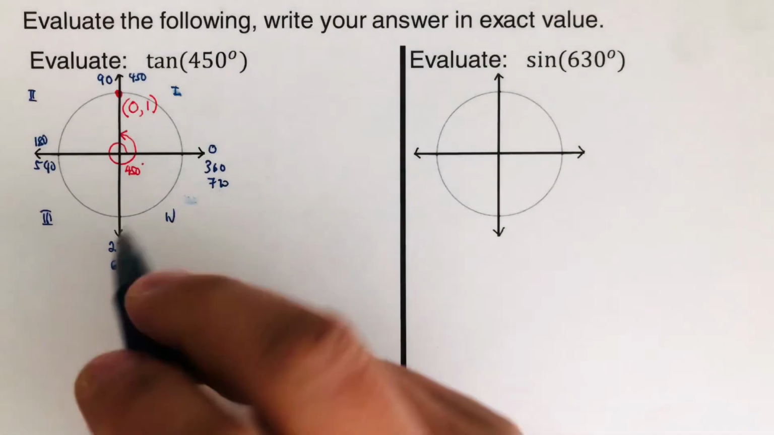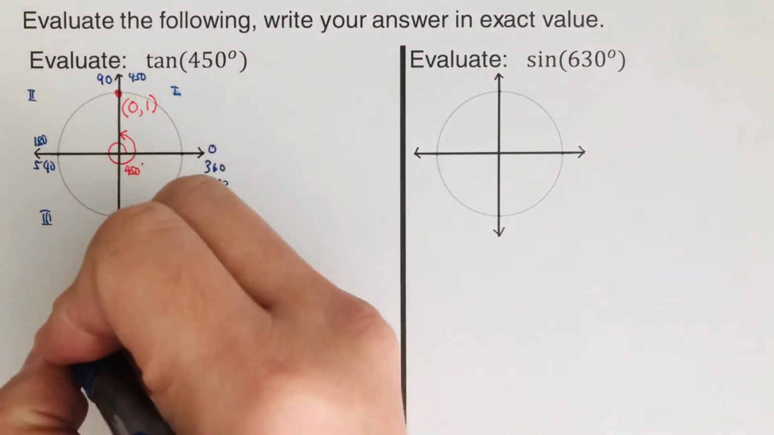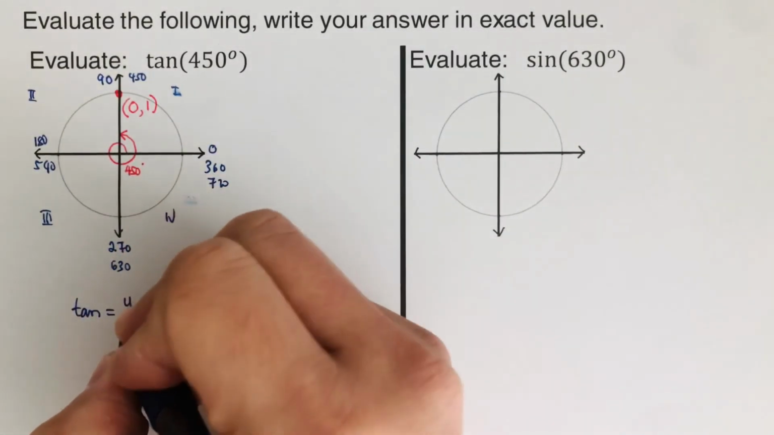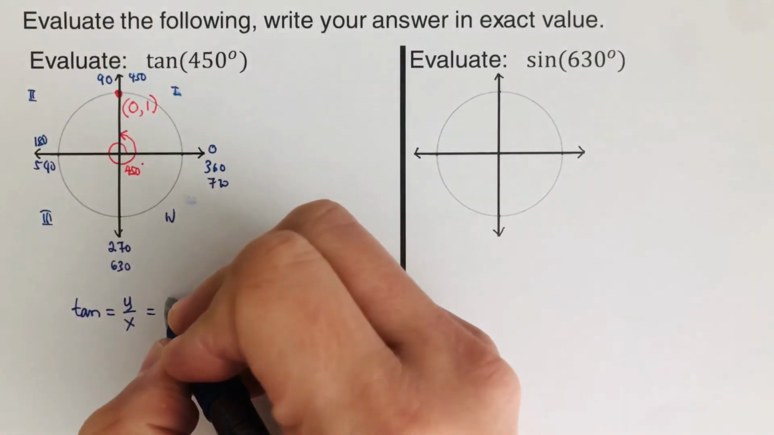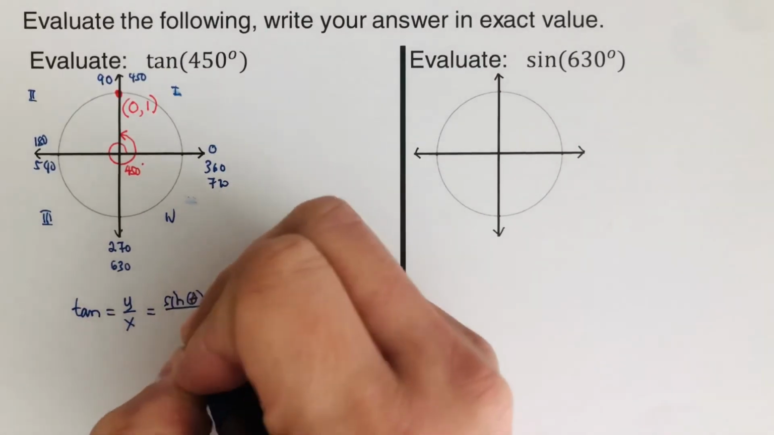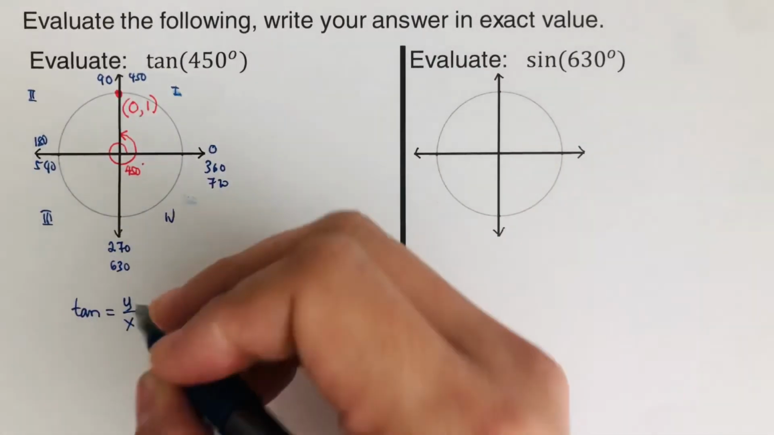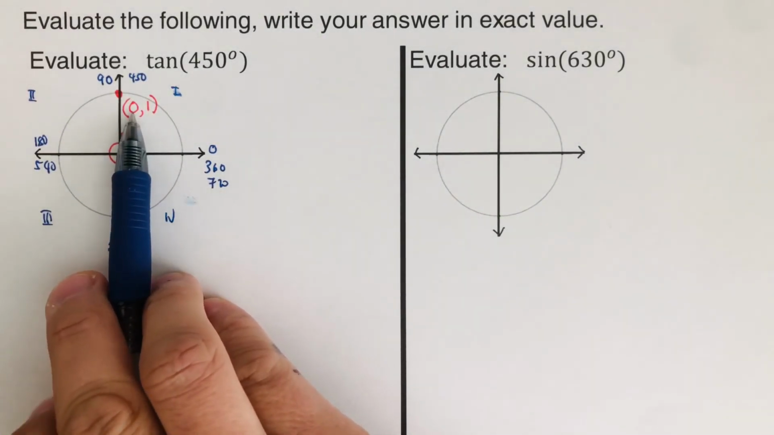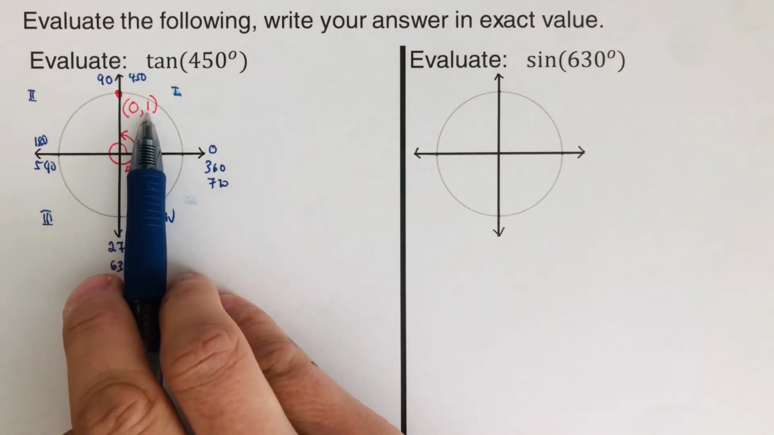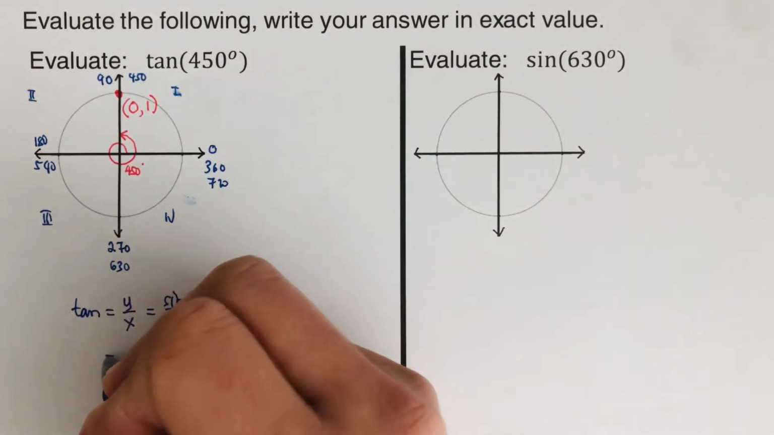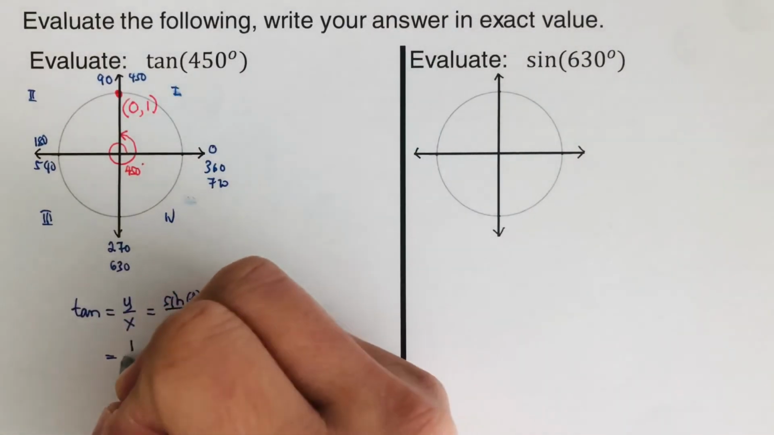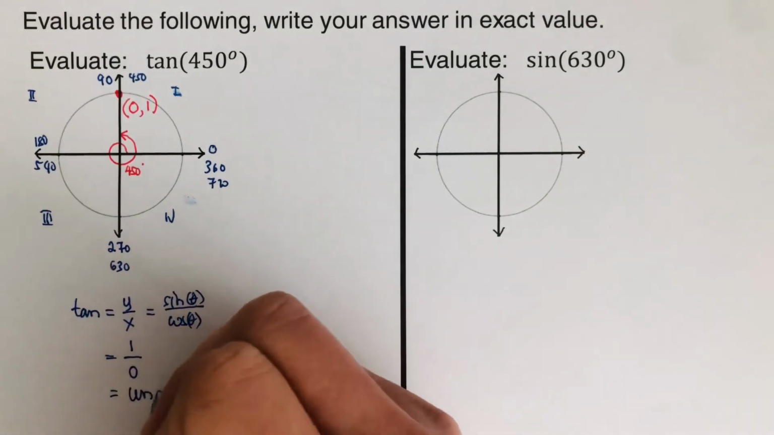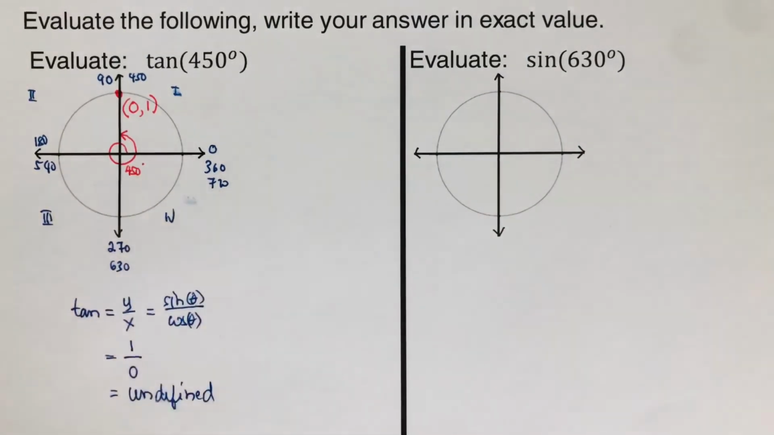So we go ahead and determine tangent 450. So we remember that tangent is equal to y over x, or that is equal to sine of theta over cosine of theta. So pretty much we remember that this x value represents the cosine, and this y value represents the sine of this angle. So we go ahead and plug this in. Our y is 1 and our x is 0. Anything divided by 0 is undefined. So this value right here is undefined.